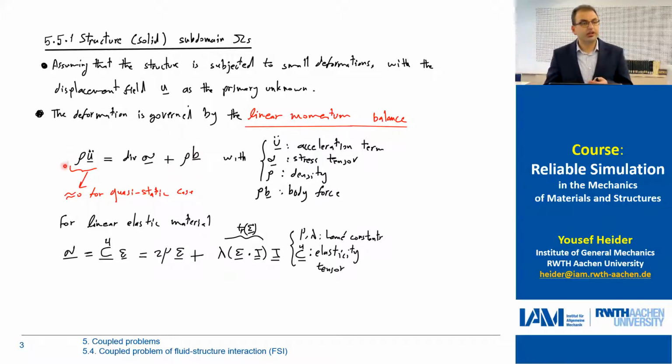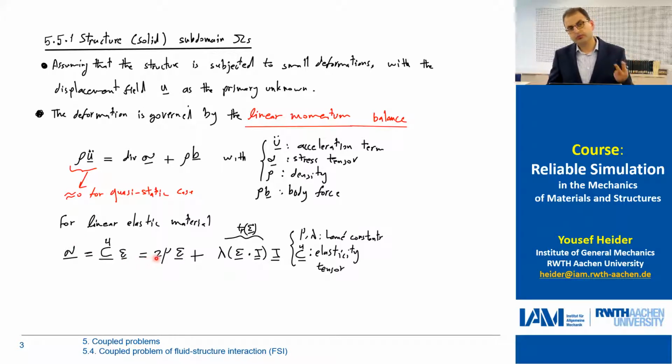In general, it can be given in this form. On the left-hand side we have the inertia term, the density multiplied by the acceleration. And on the right-hand side, we have the divergence of sigma, which is our stress tensor, plus rho b, which is our body force. If we say that we have a quasi-static setup, then we can neglect the inertia term. And if we say that we have a linear elastic problem, then this constitutive model can be considered.